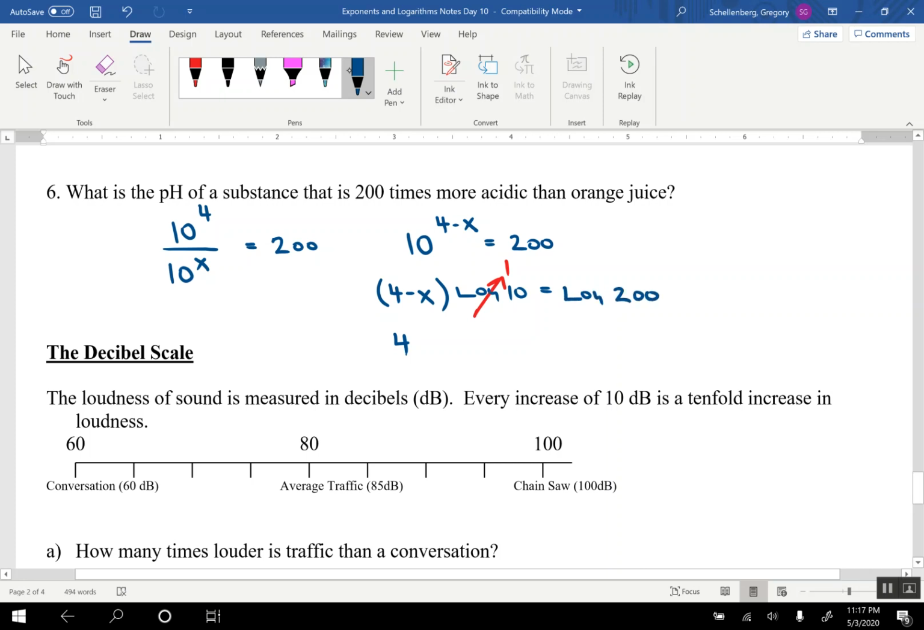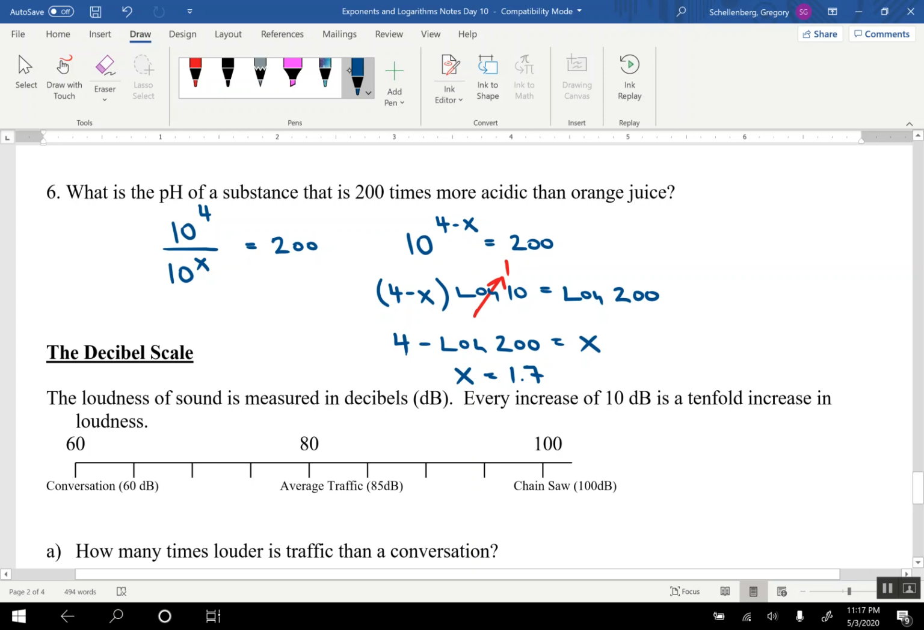So we'll get 4 minus the log of 200 is equal to x, and we get that x is equal to 1.7. Okay, so a substance with a pH of 1.7 is going to be 200 times more acidic than orange juice.